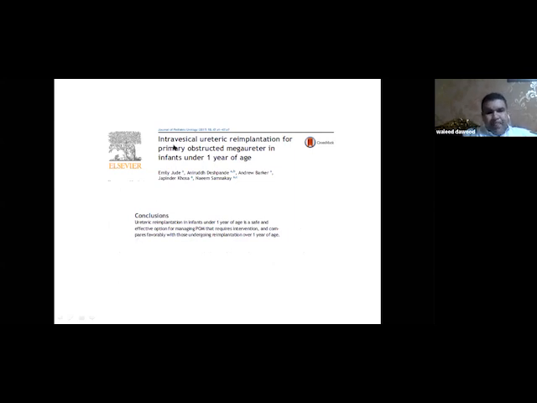There is a paper, Journal of Pediatric Urology, 2017, talking about intravesical ureteric implantation for primary obstructed megaureter in infants under 1 year of age. And the conclusion is ureteric implantation in infants under 1 year of age is a safe and effective option for managing primary obstructive megaureter. They did 35 cases and there is no failure rate. So we can safely go under 1 year.